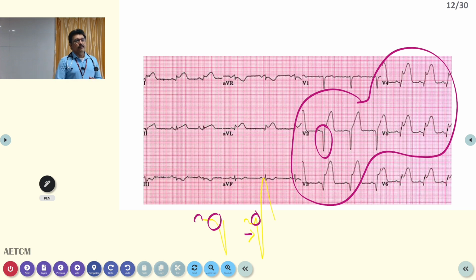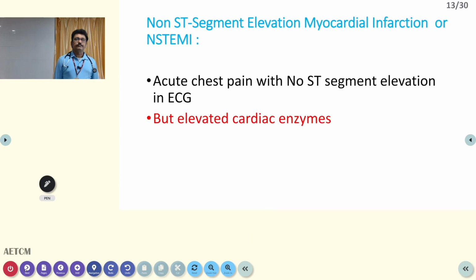But if you see clearly here, if you see properly here, you can see some small R waves, some small positives. So that rules out possibly that it is a Q wave. It is very difficult to tell only with ECG. You need to get the history, previous history, patient's echo, all these things are important.